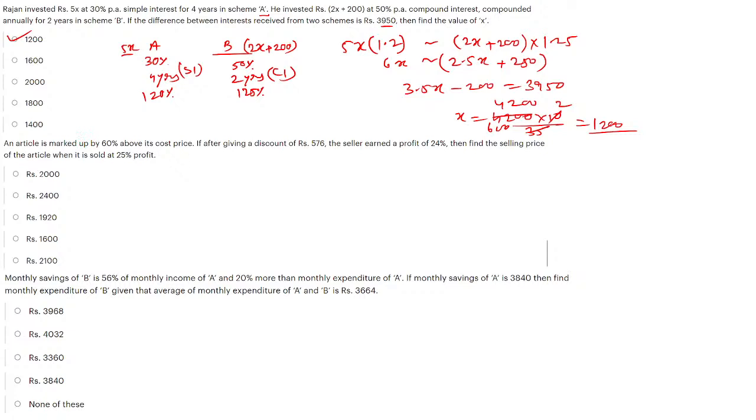An article is marked up 60% above the cost price. So CP is here, SP is here, MP is here. So this is 160, this is 100. Now giving discount some value 576 and earned a profit 24%. Earned a profit 24% means the selling price is 124. Now this difference is 36, which corresponds to 576. Now 576 divided by 36, this is 1% value.